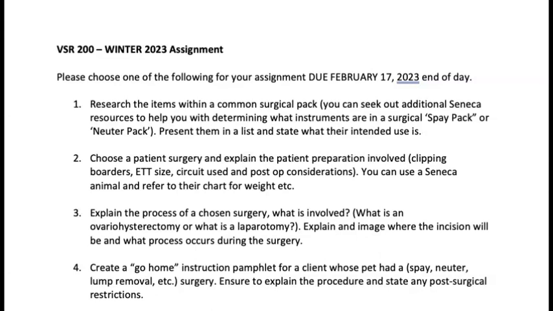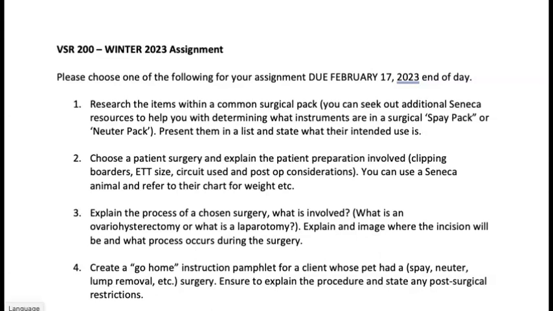The third option is to explain the process of a chosen surgery and what is involved. What is an ovariohysterectomy or what is a laparotomy? Explain and image where the incision will be and what process occurs during the surgery.